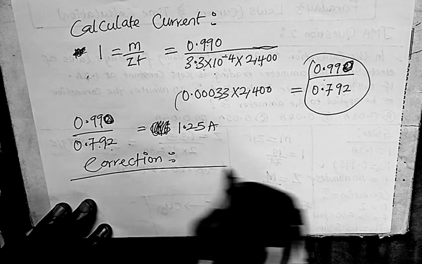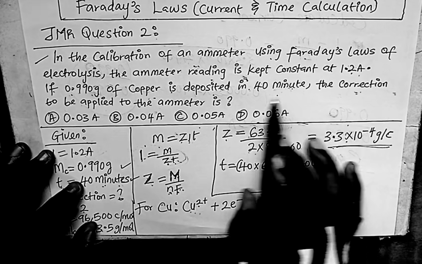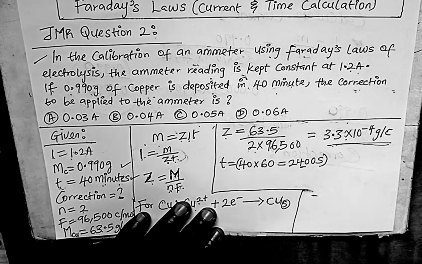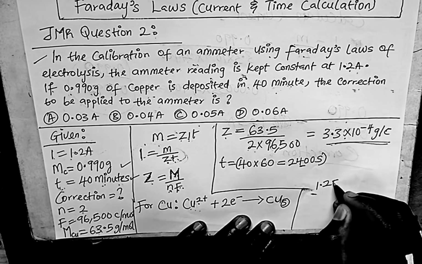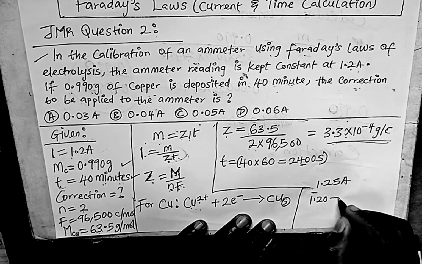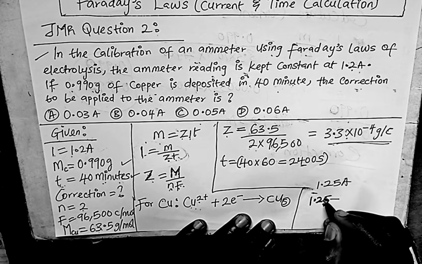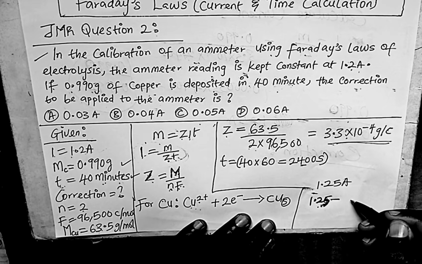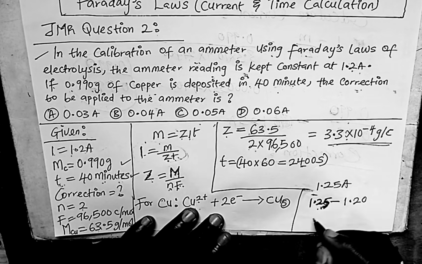Now let's do the correction. Remember, the current they gave us in that question was 1.2 ampere, and the final answer we just solved for is 1.25 ampere. To do the correction, it will be 1.20 minus 1.25. We subtract the old from the new, not the new from the old, so we subtract the old current from the new current.